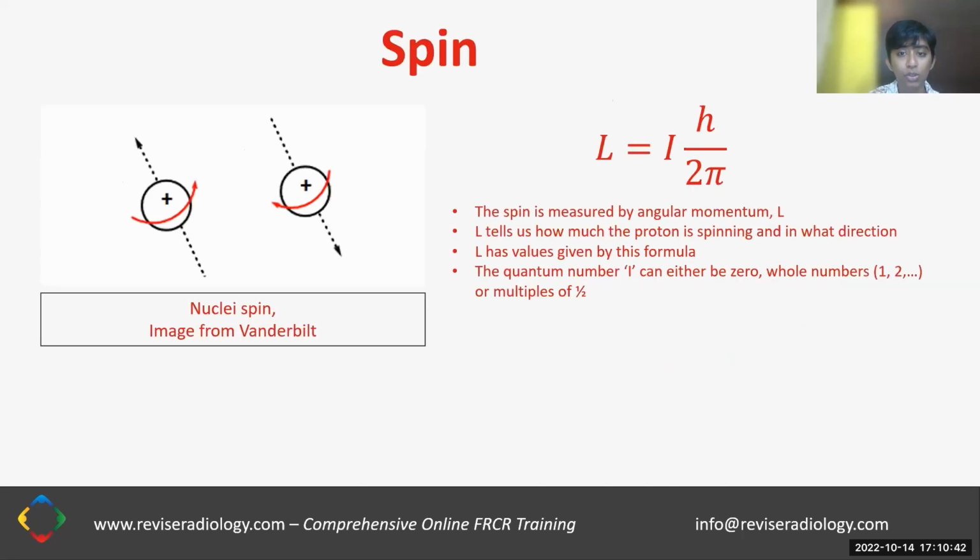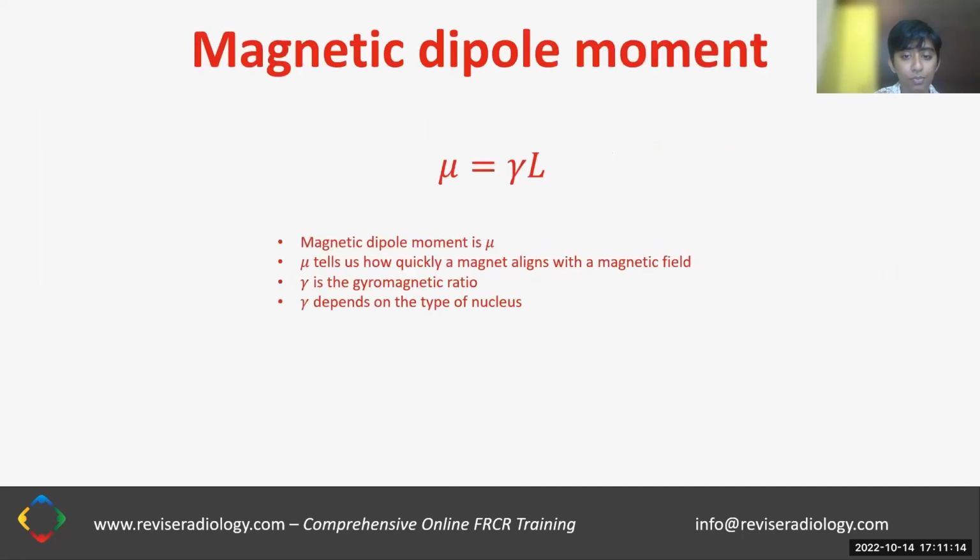So continuing to go through the basics, we're now discussing the spin of the protons. There's a formula over here, which is L is equal to lh by 2 pi. So the spin is measured by a vector quantity, which is the angular momentum L. L tells us how much the proton is spinning and in what direction. It has values given by the formula that I put on the screen. Now, l here is a quantum number, that's small letter l. Quantum number l can either be 0, whole numbers, or multiples of 1 by 2.